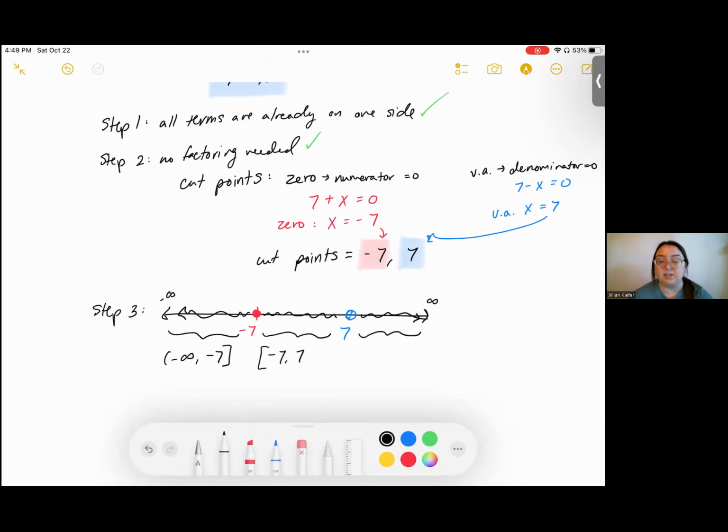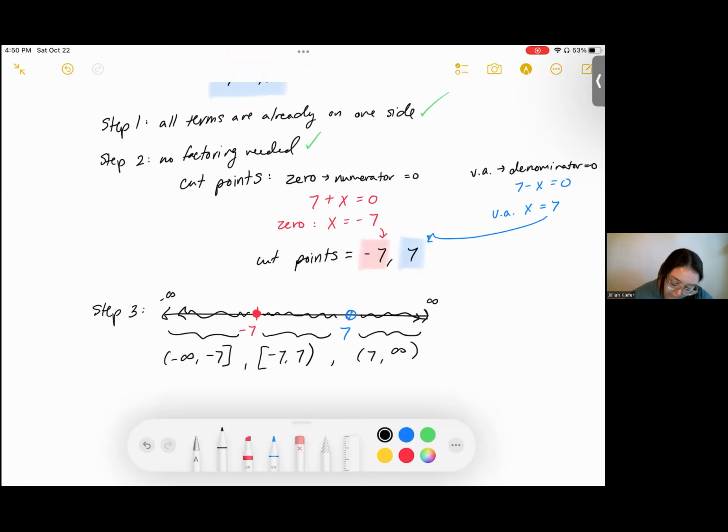But +7 is the vertical asymptote, and our denominator cannot be equal to 0, which means that we can't have x equal to 7. It would make your function not exist. So you put a parentheses on 7. Then our last interval there, 7 to infinity. We're already putting parentheses on 7, and infinity always gets a parentheses.